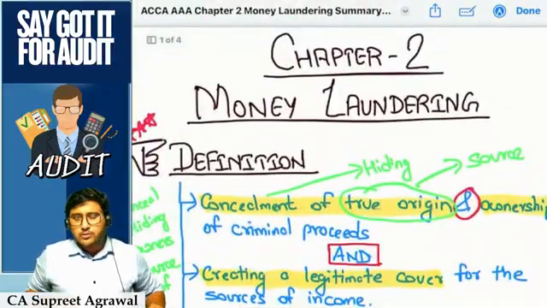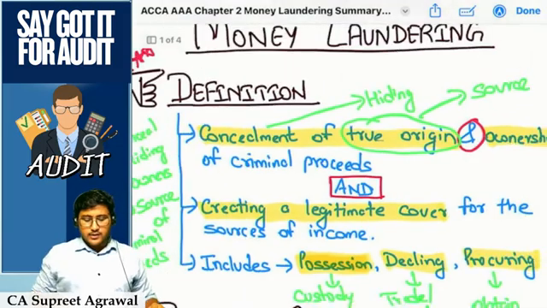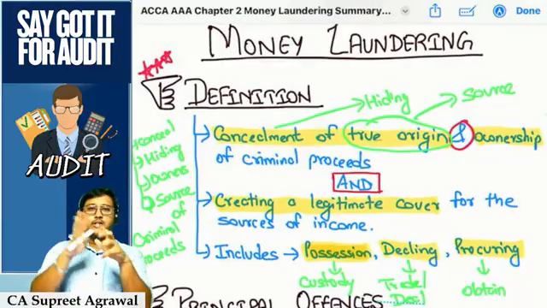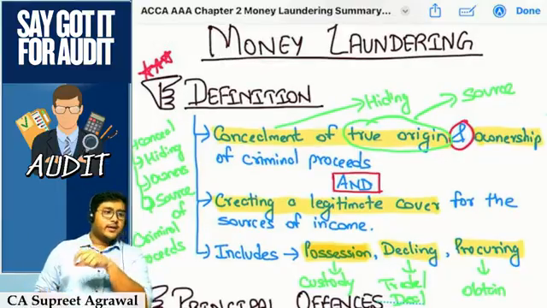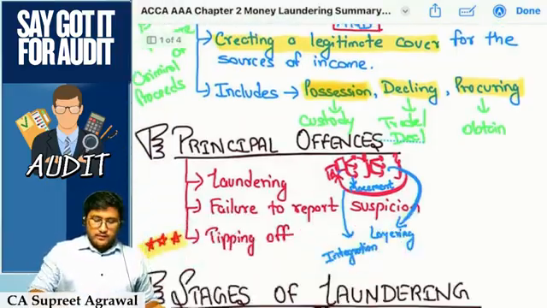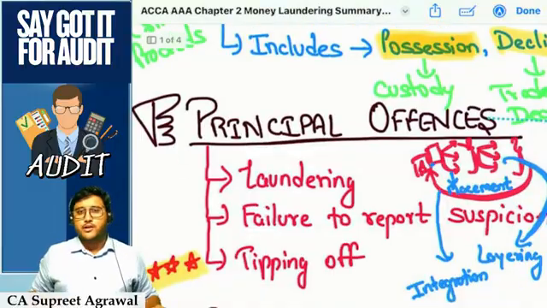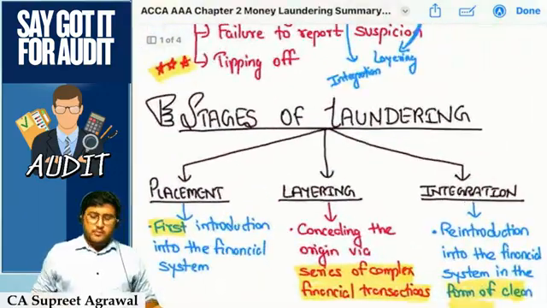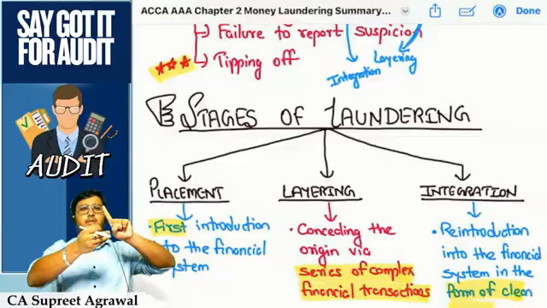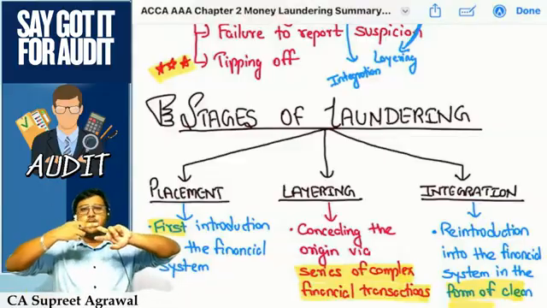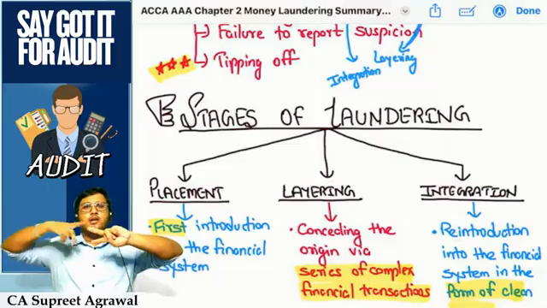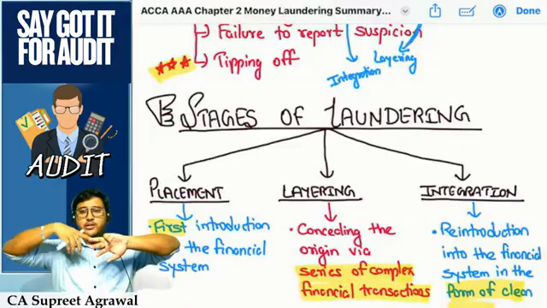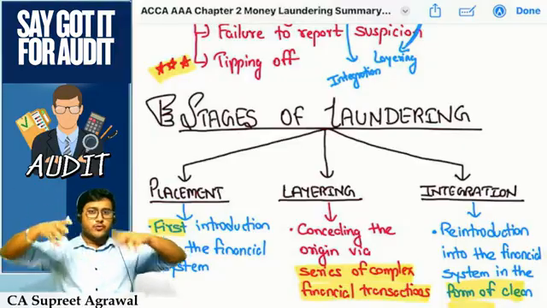So we have discussed chapter number 2, money laundering. We started with the definition. The definition is concealment of the true origin and ownership of criminal proceeds and trying to cover it with a legitimate source, and it includes possession, dealing and procuring. Then we discussed principal offenses: laundering, failure to report suspicion, or tipping off. What are the stages of laundering? Number one is placement, when the money first enters the financial system. Then layering, when it is converted into multiple layers through complex financial transactions. And then integration, when it comes back to its original source in the form of clean money.